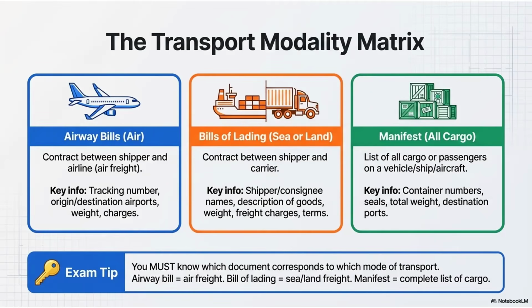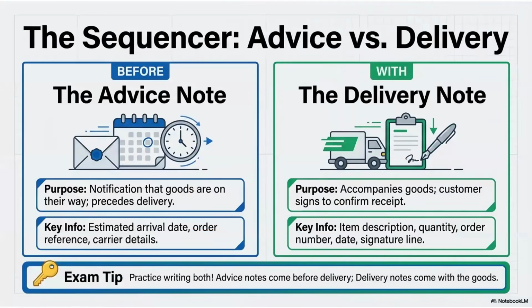A manifest now is just a list of all the cargo that's on the ship, or if it's passengers, a list of all the passengers that are on the ship or the aircraft. And let's look at the difference between an advice note and a delivery note.